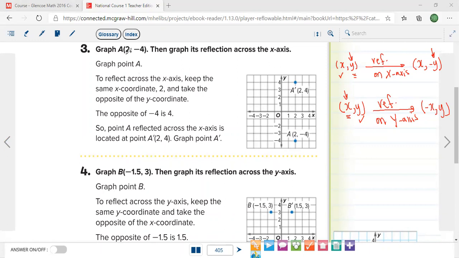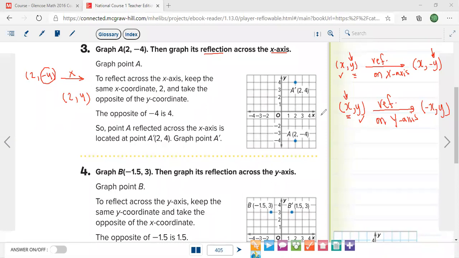Now, graph A (2, -4), then graph its reflection on the x-axis. 2 and -4, we go 2, down to -4. This is 2 and -4, A. Now, I need to make a reflection across the x-axis. You have two methods. Whether you do it using the rule: I have 2 and -4 with reflection on the x, means I should change the y coordinate, so it will be 2 and positive 4. And you go to plot 2 and positive 4.